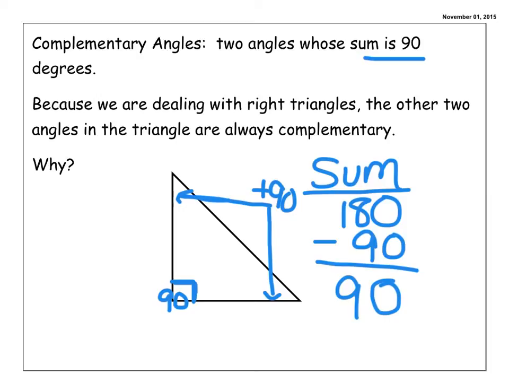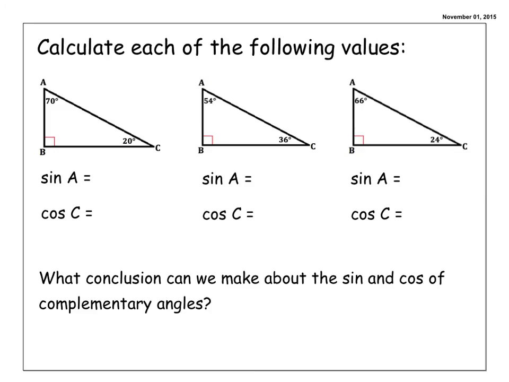So that's why in every right triangle, the other 2 angles, the ones that are not the right angle, are always going to be complementary to each other. So every triangle that we are talking about in this module, these 2 angles right here can always be defined as being complementary. So what we're going to do real quick is a quick investigation. We're going to calculate each one of the values for these triangles. So I gave you 3 right triangles here, and I've asked you to find the sine of angle A, and I've asked you to find the cosine of angle C in each one of the triangles.